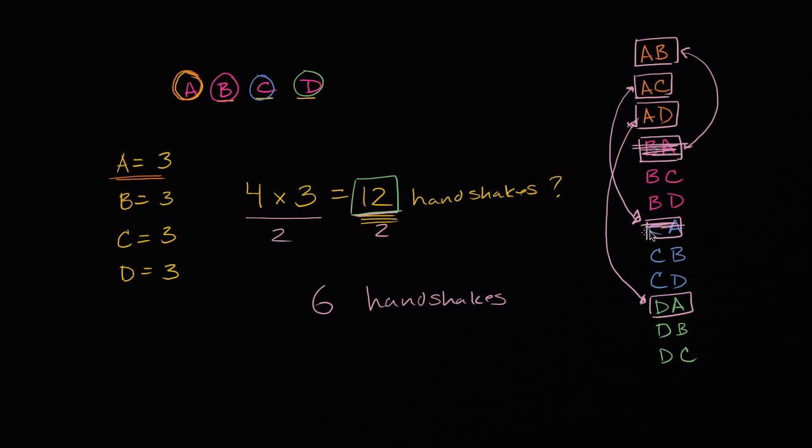AC is the same thing as that one. AD is the same thing as this one. BC is the same thing as this one. BD is the same thing as this one. And CD is the same thing as DC. So we're left with 1, 2, 3, 4, 5, 6 total handshakes.